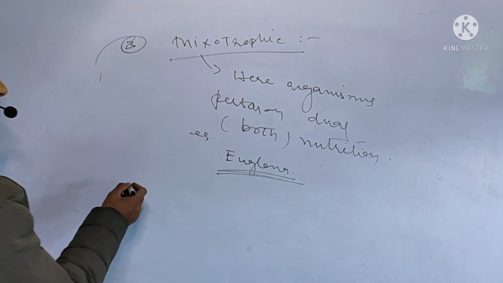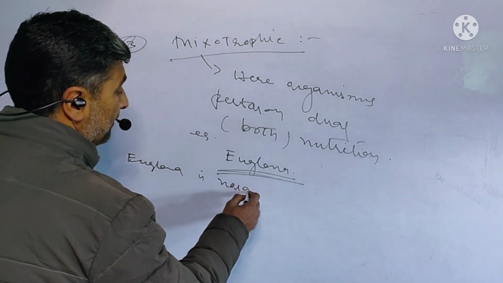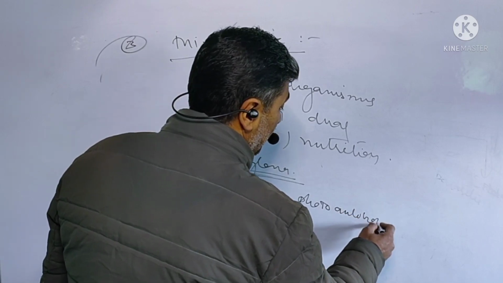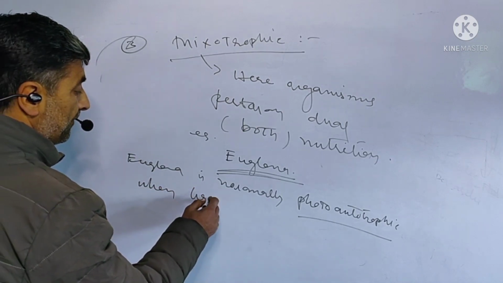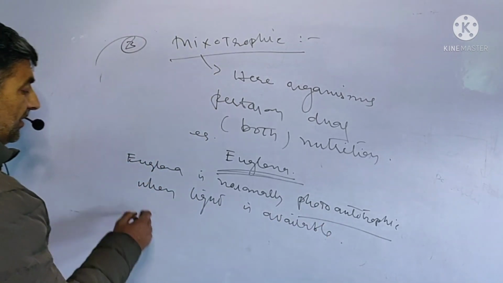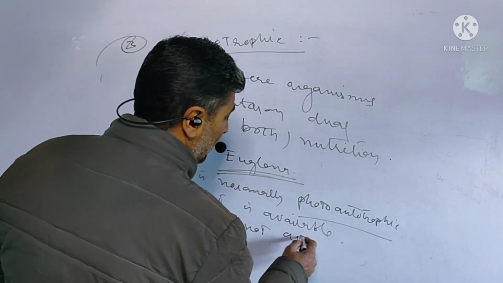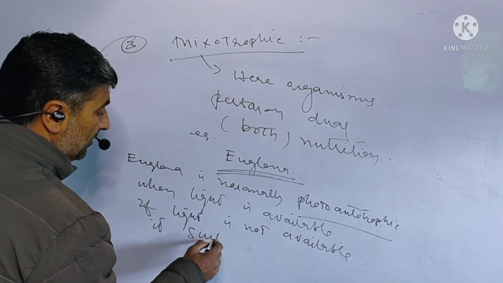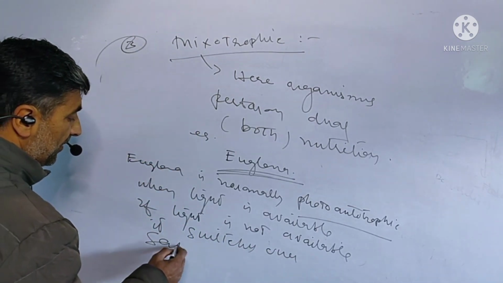Okay, we will write here: Euglena is normally photoautotrophic when light is available. If light is not available, it switches over to saprotrophic nutrition.